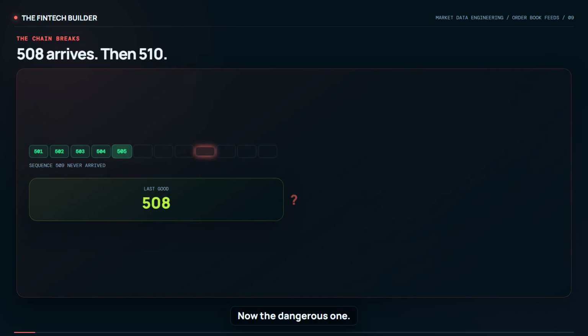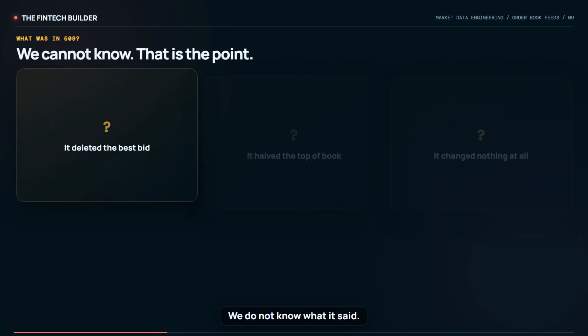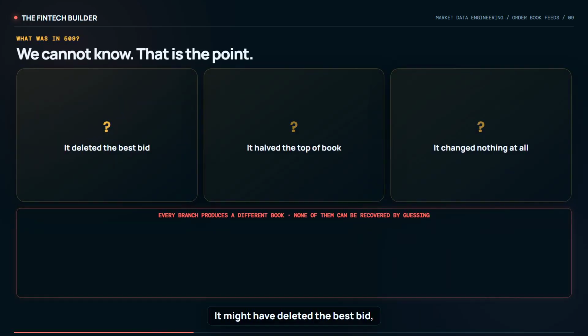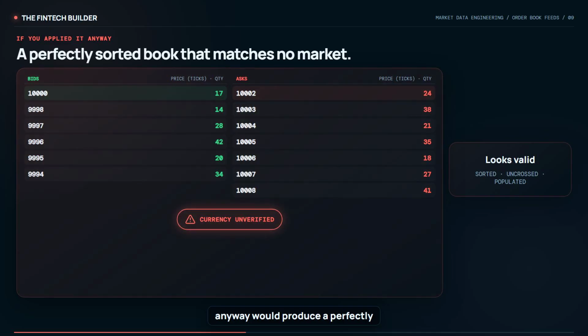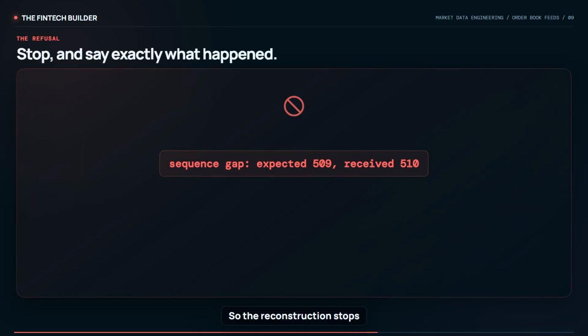Now the dangerous one. The stream runs cleanly to sequence 508. Then the next message is 510. 509 never arrived. We do not know what it said. It might have deleted the best bid or have the top of book. Applying 510 anyway would produce a perfectly sorted book that no longer corresponds to any real market state, and nothing downstream would ever notice. So the reconstruction stops and says exactly what happened.